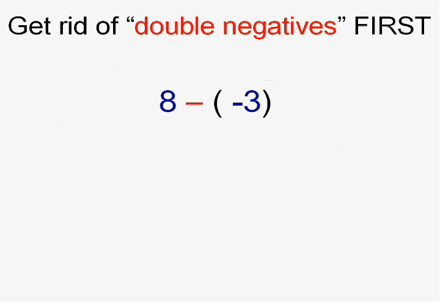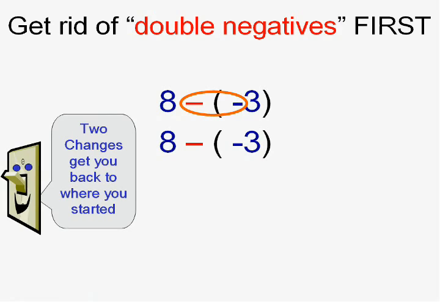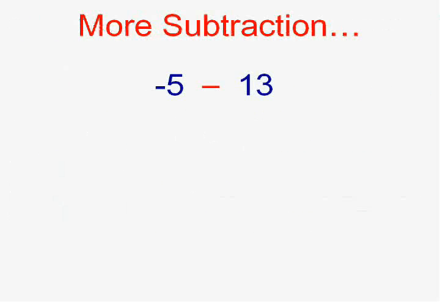This problem is not going to be that bad if we get rid of the double negatives first. And I want you to consider that as a negative, not a subtraction sign. So two negatives are going to get us back to where we started. Anytime you have two consecutive negatives right in a row, I want you to change it to a positive. And now it's easy. 8 plus 3, and there it is.